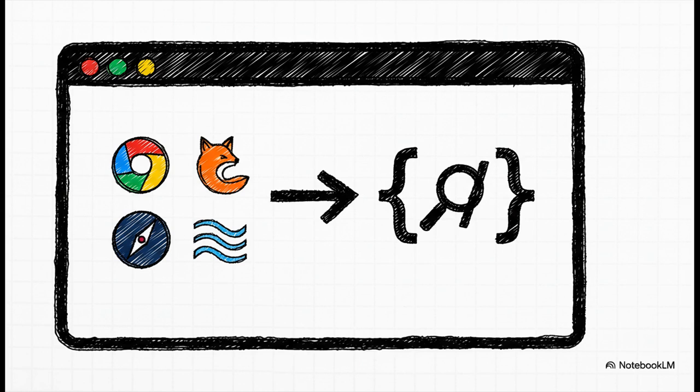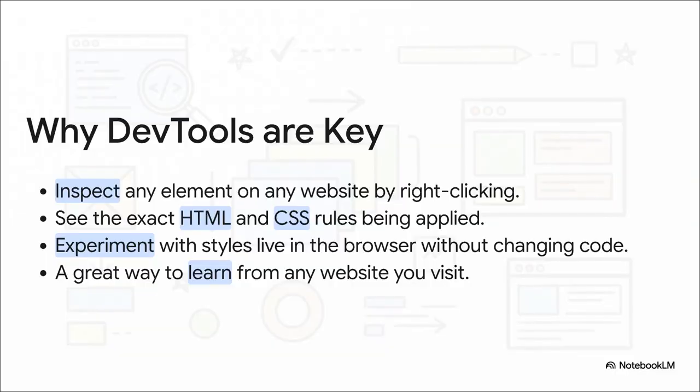Every modern browser, Chrome, Firefox, Safari, Edge, you name it, comes with a phenomenal set of developer tools. This is your command center for CSS. DevTools are absolutely essential for a few key reasons. You can right-click on any element on any website and select Inspect to see exactly how it was built. You get access to all the CSS rules, you get a visual breakdown of the box model, and most importantly, you can change values live in the browser to experiment without ever touching your code. It's an unbelievable tool for both building and for learning.